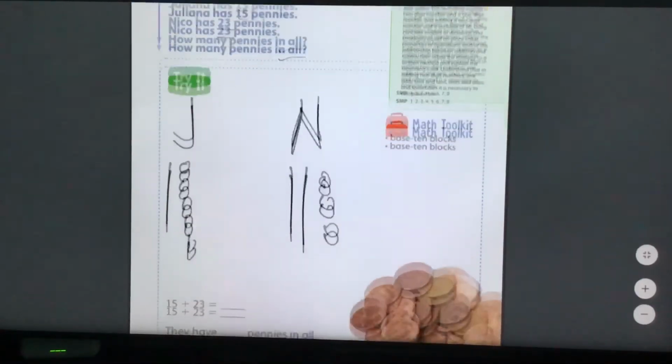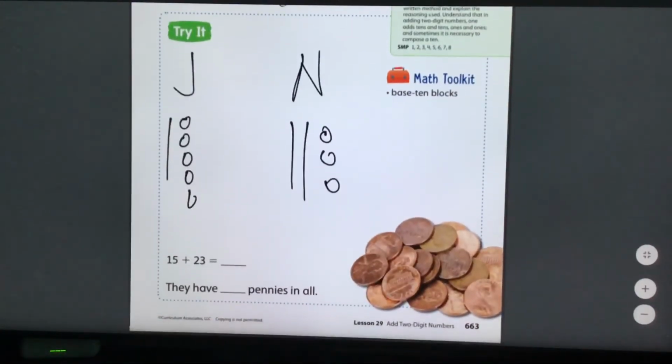Okay, so then what you're going to be doing is you're going to add your tens first and then add your ones. So I have 1 ten, 2 tens, 3 tens. And how many ones do I have? 1, 2, 3, 4, 5, 6, 7, 8. 3 tens and 8 ones.